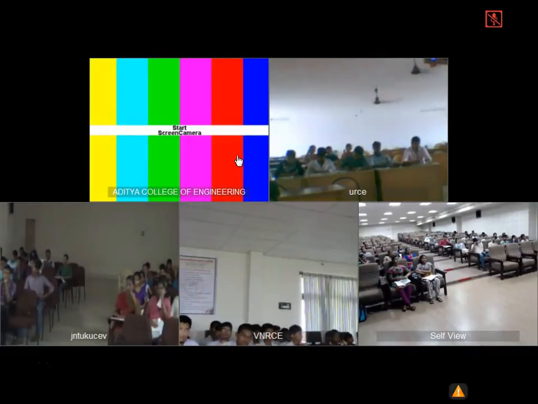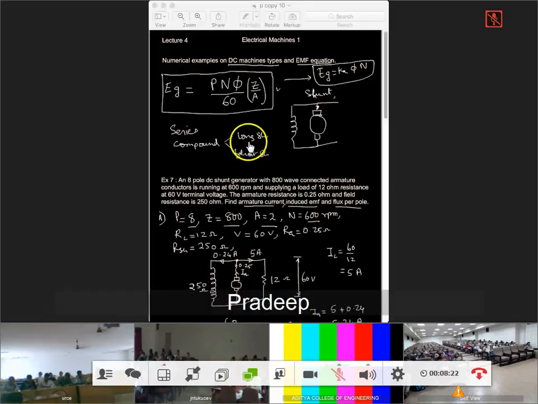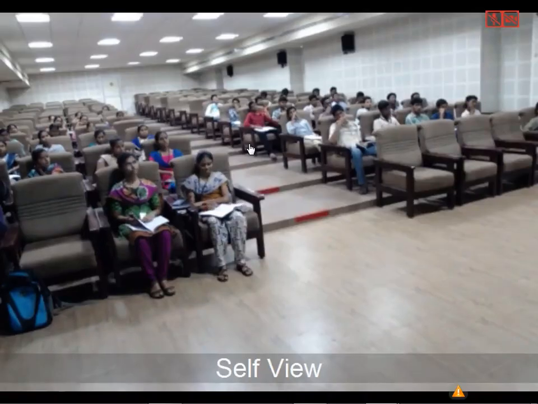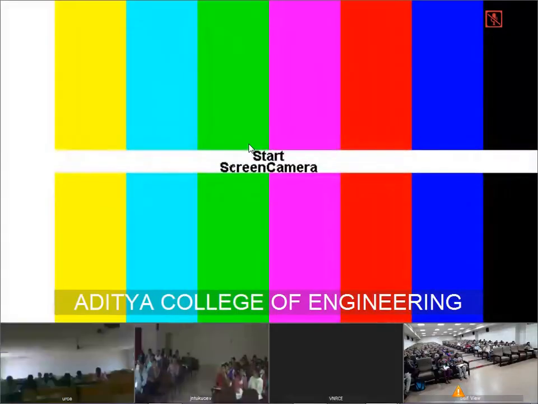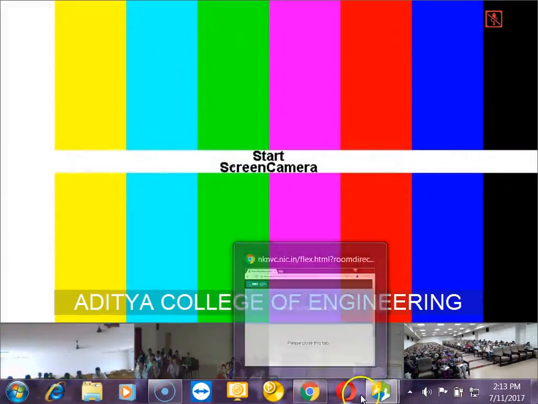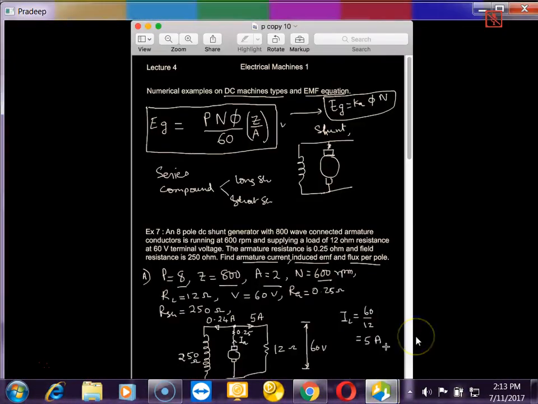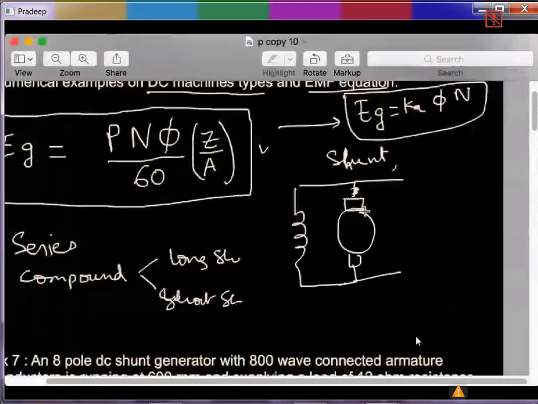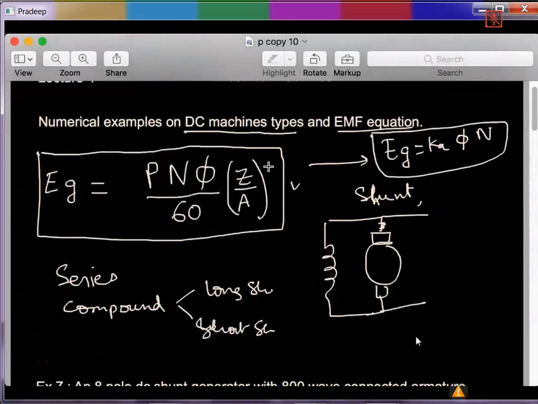So directly if I jump to the lecture 5, so this is lecture 5. What you can see although on the title it is saying lecture 4, but actually it is the 5th lecture for you. So in this, what I had done, again, we had seen this EMF equation.